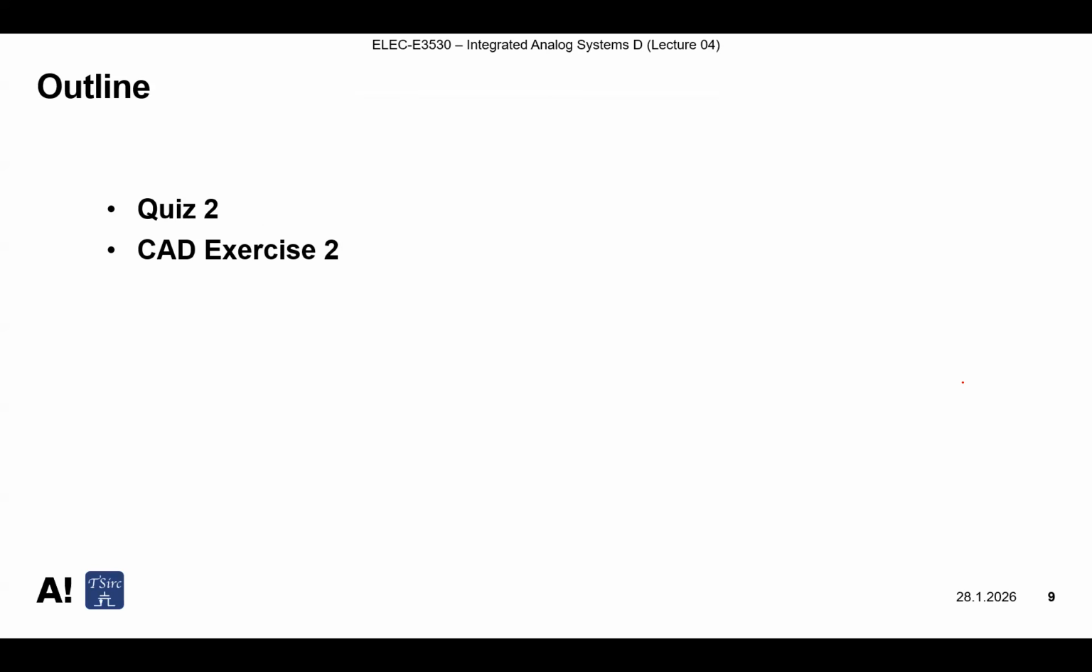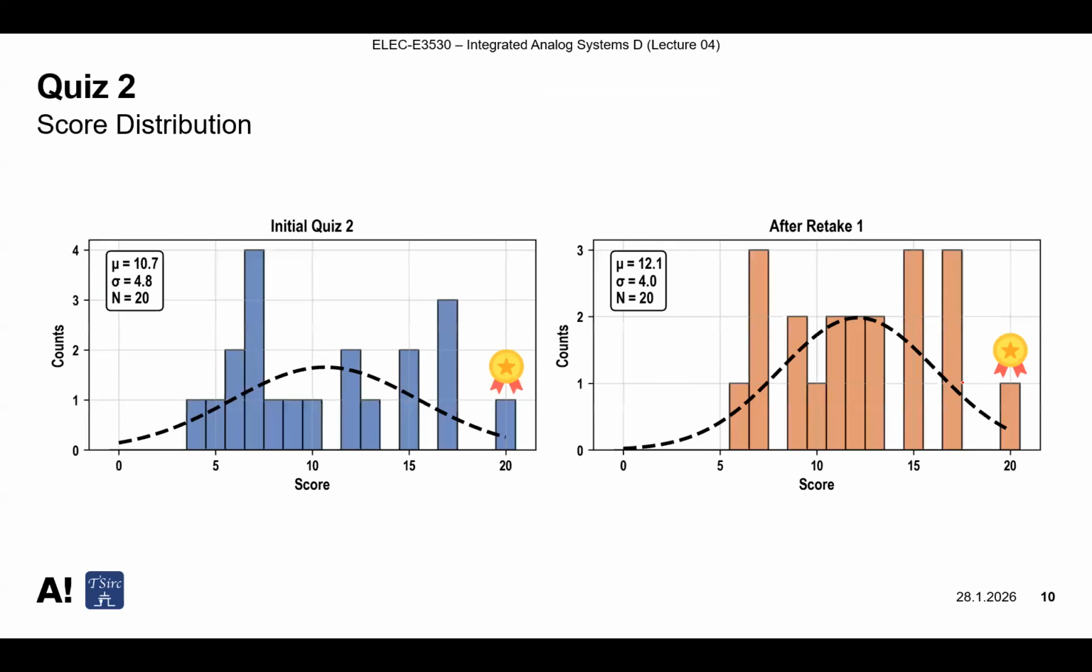Okay, before we go there, let's have a look at quiz 2 first. This is the score distribution. There was only one person who scored perfect, 20. This is the initial quiz 2, and the right side graph shows the score after the first retake this Monday. So the average score increased from 10 to 12.